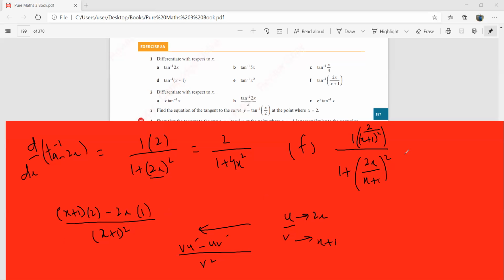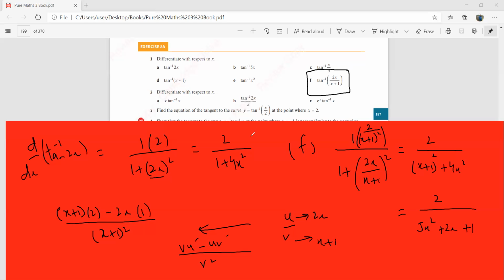Okay? If you simplify this a bit further, you will have this 2 over, if I take the LCM here, x plus 1 whole square plus 4x square. This x plus 1 whole square and this x plus 1 whole square will be cancelled out. So you will have eventually 2 over 5x squared plus 2x plus 1. So you got this as the derivative of tan inverse of 2x over x plus 1.